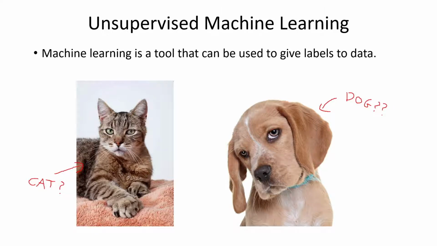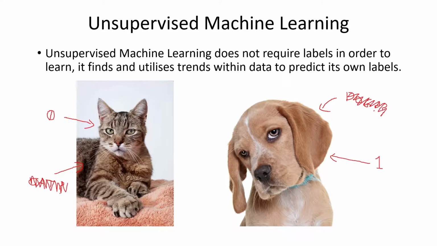And this is all well and good if we have labels for the data. So we can say, well, this is clearly a picture of a cat, and this is clearly a picture of a dog. But there are many cases where we do not have labels for the data. And this is where unsupervised machine learning comes in. And the difference here is that unsupervised machine learning does not require labels in order to learn. It basically would sift through the photos and find features on its own.